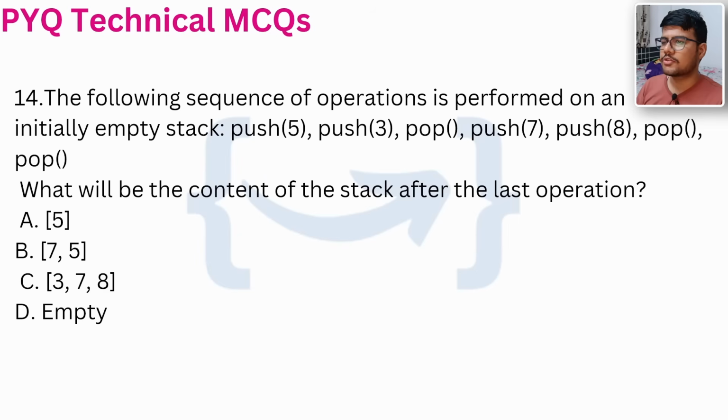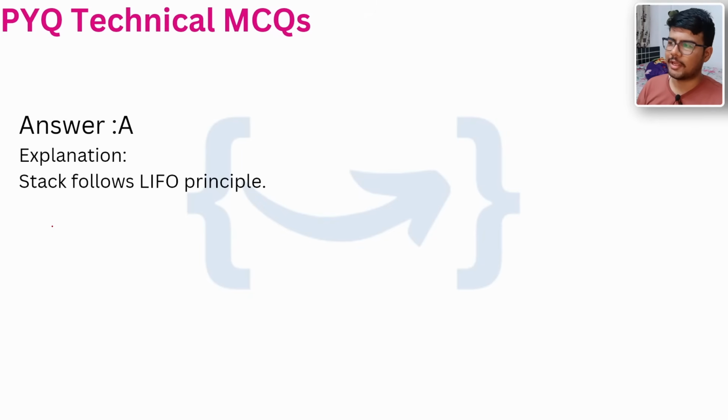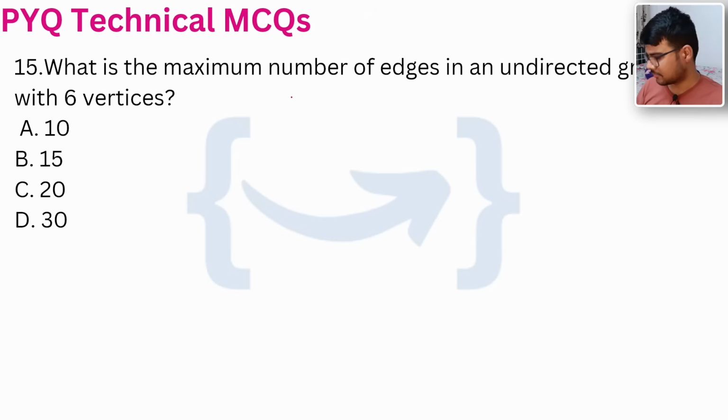The following sequence of operations is performed on an initially empty stack: push 5, push 3, pop, push 7, push 8, pop. In the stack you have 5, because a stack follows LIFO. Now what would be the content of the stack after the last operation? It would be 5. Without wasting any time, the stack follows the LIFO principle, that's why 5.